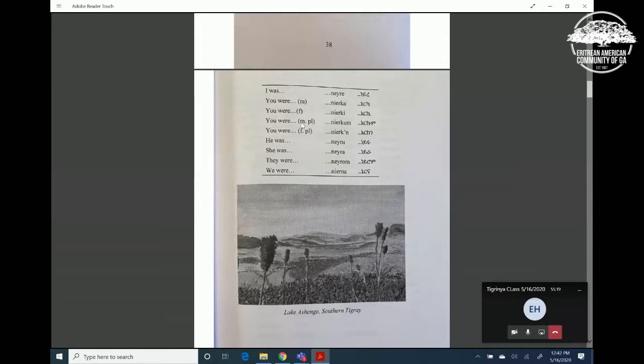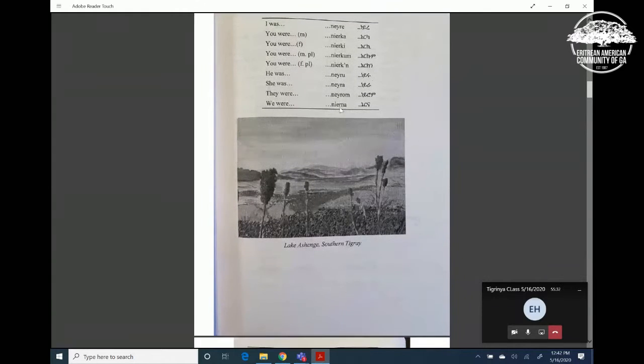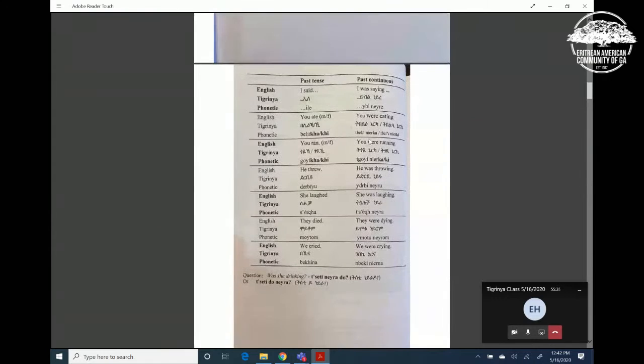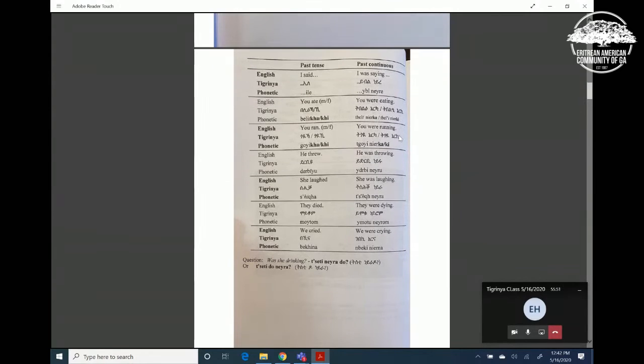And then you were, so these are for plural or respect. For a male, nirkum. For a female, nirkin. He was nero, neiru. She was nera. They were nerum. We were nierna. So let's go over this pattern. So we went over you ate. Belikha, belikhi would be you ate in the past. Now past continuous, you were eating. Tebeli, nirka for a guy. Tebeli, nirki for a girl. And this is informal.